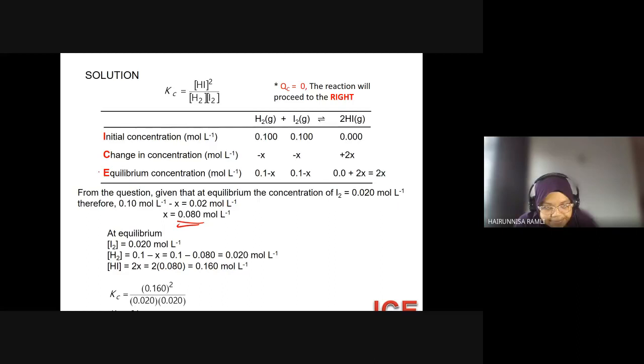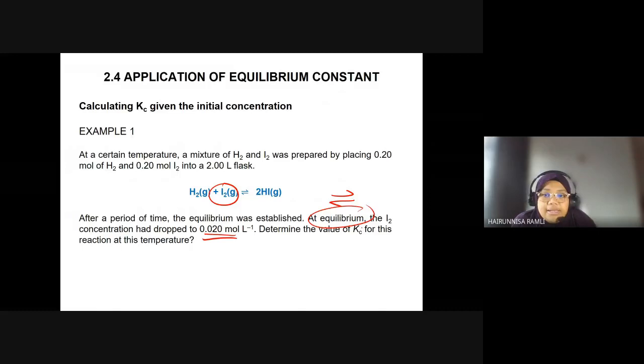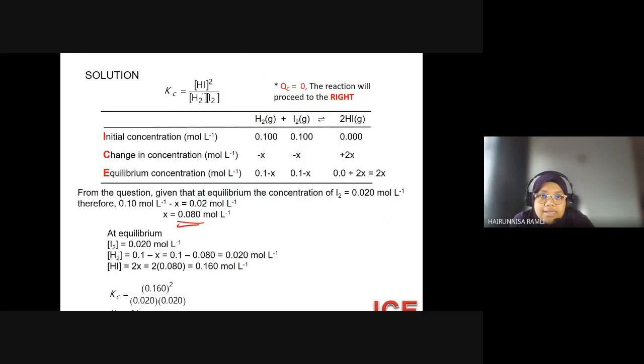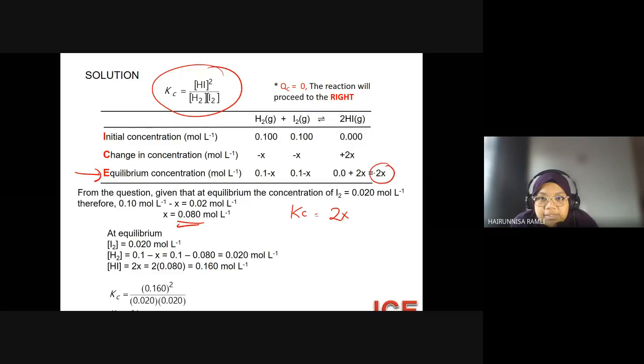So once you dah solve for X, apa benda soalan tanya tadi? Determine the KC for this reaction. Dia nak KC. KC ni basically, okay, saya tunjuk kat sini lah. Kan you dah buat HI square product of reactant ni lah. Dia sama juga dengan you letak dia as in terms of X. Meaning that dia adalah 2X. Remember, this is 2X. This is product kan? 2X. Ini adalah HI concentration.